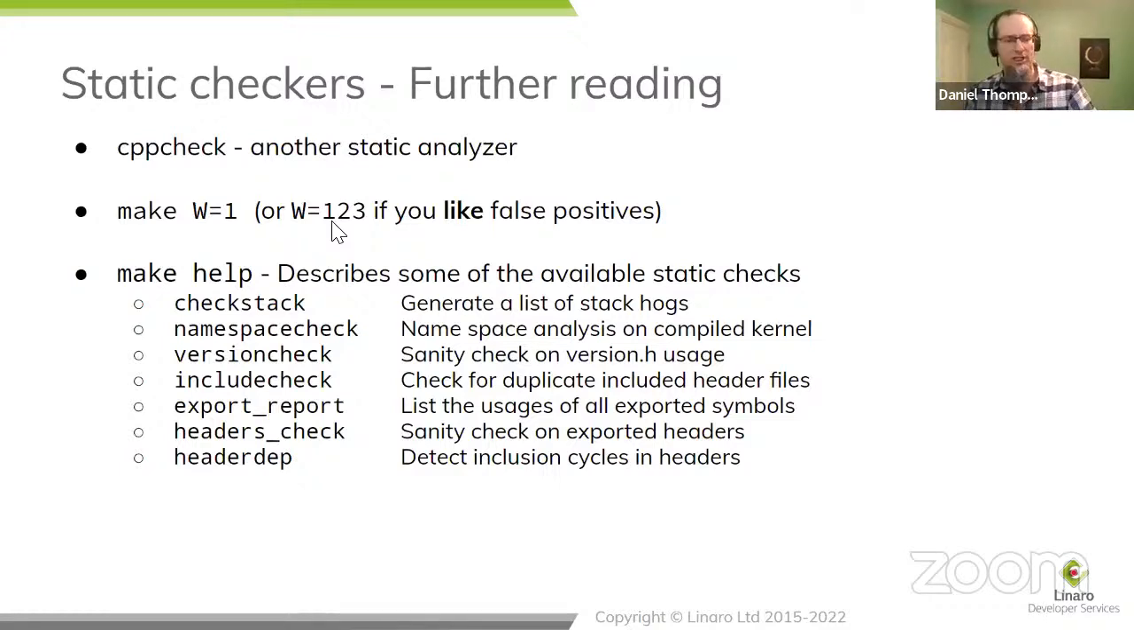But if you want to be warned about particular things the compiler could tell you about during development, just to give you a chance to fix them if you need to, then W=1 can be good for giving you a deeper level of warnings. And then make help will also list a number of other types of static checks you can run. So stack usage, approximation, guessing, namespace analysis, looking for problems in versions, header files, things like that.